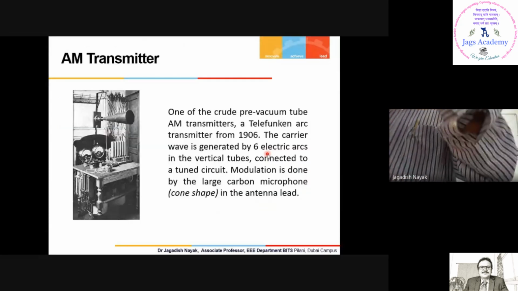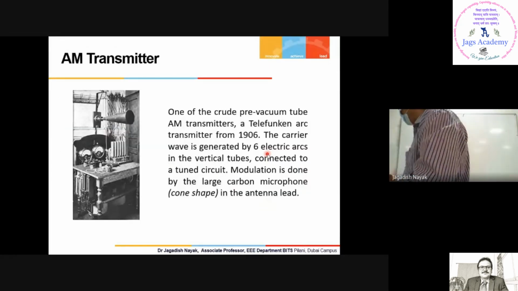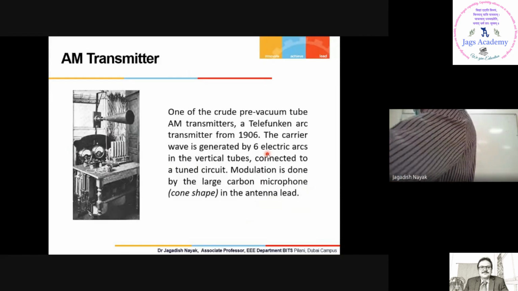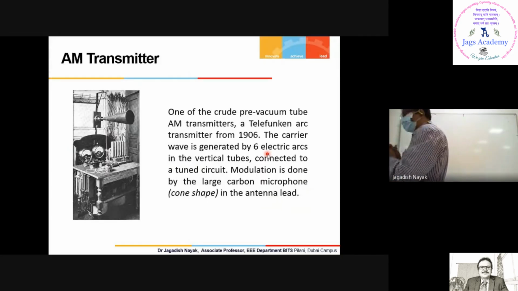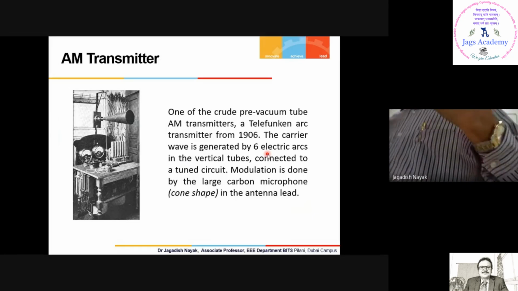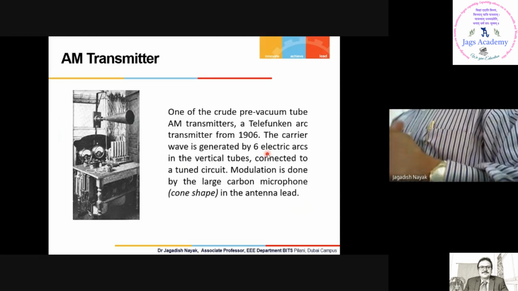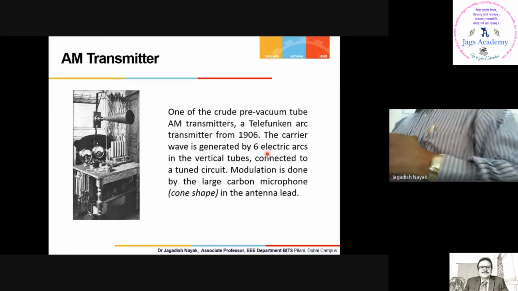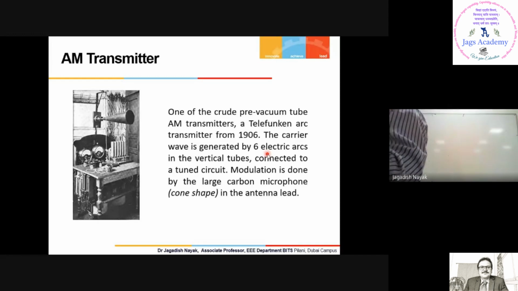Okay, this is the AM transmitter. One of the crude pre-vacuum tube AM transmitters. You know, have you heard about vacuum tube? Where have you heard about vacuum tube? Old. Even when I did my engineering in second year, I studied vacuum tube transistor. It's all removed now, not there at all.